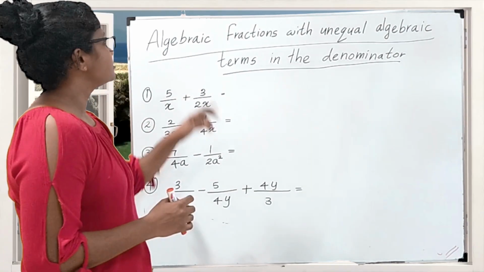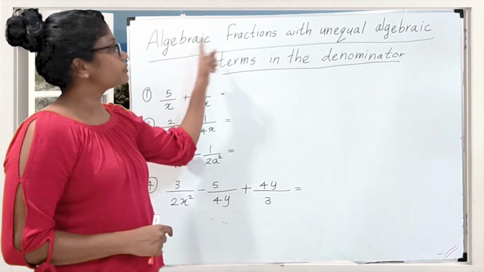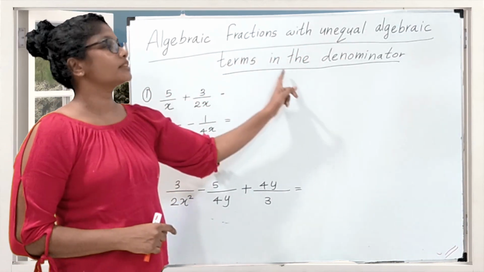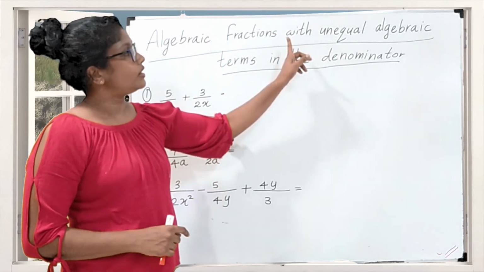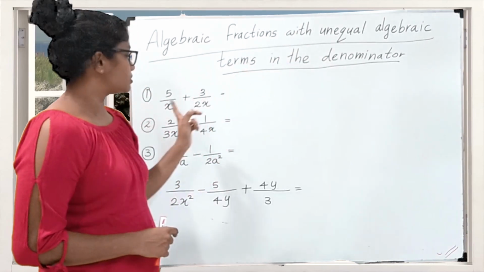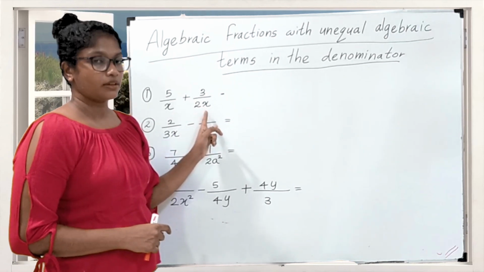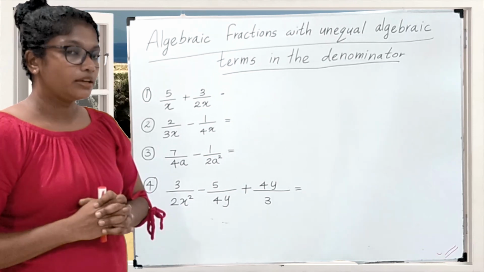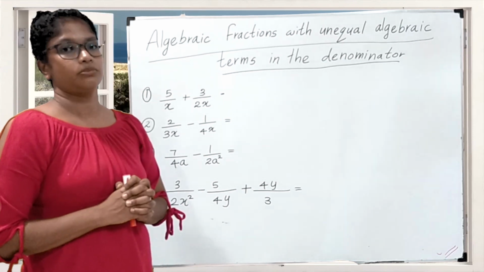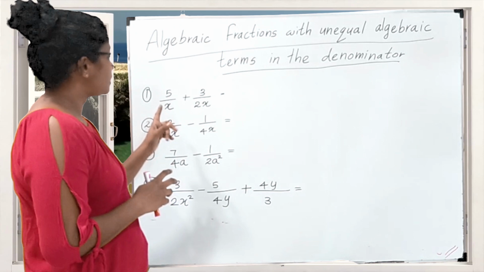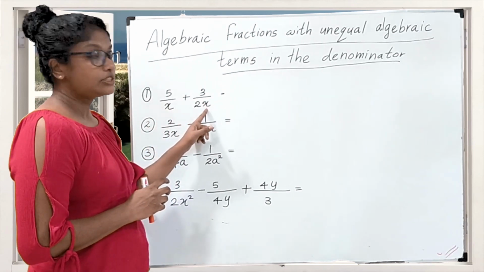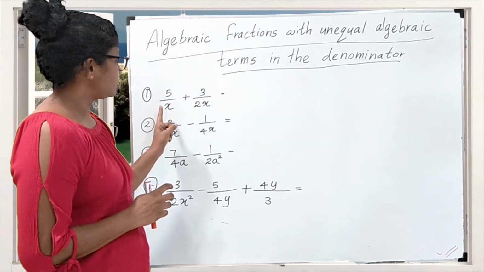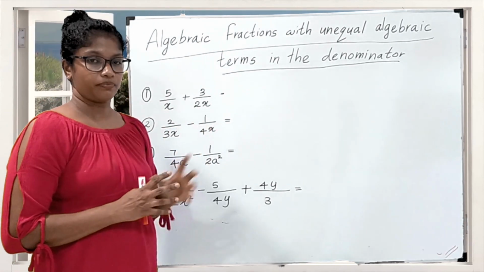Okay, now we learn about algebraic fractions with unequal algebraic terms in the denominator. Unequal algebraic terms in the denominator like this. Already we have done some examples with unequal numerical values in the denominator, but here unequal algebraic terms are in the denominator. The first one, x and 2x.